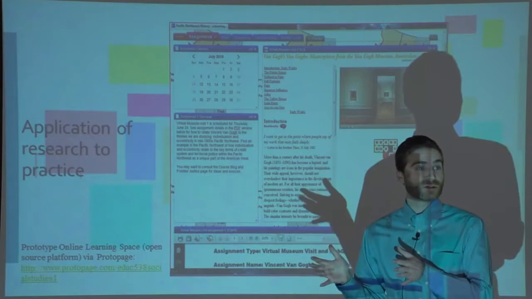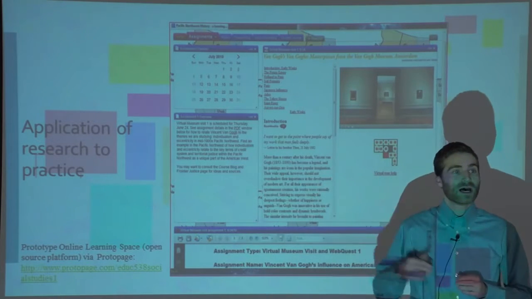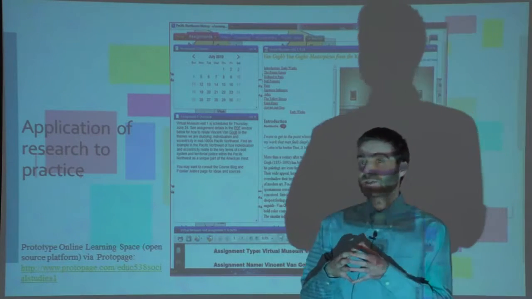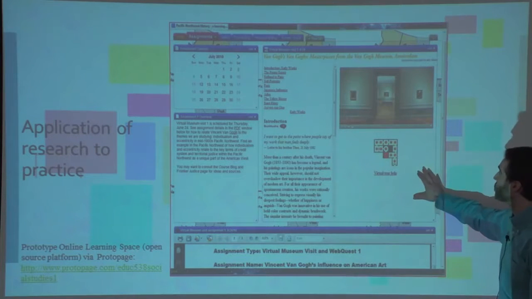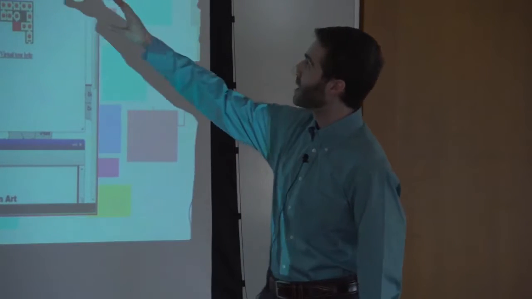If you don't have access to Angel or Canvas or other similar learning management systems, you can use ProtoPage to simulate a contained online learning space at no additional cost. And so here's an example of a virtual art museum widget. And you can have tabs similar to Angel and Canvas.